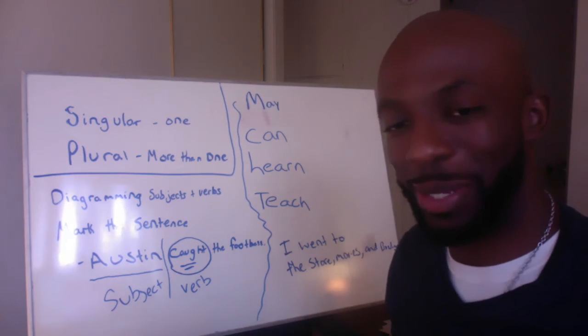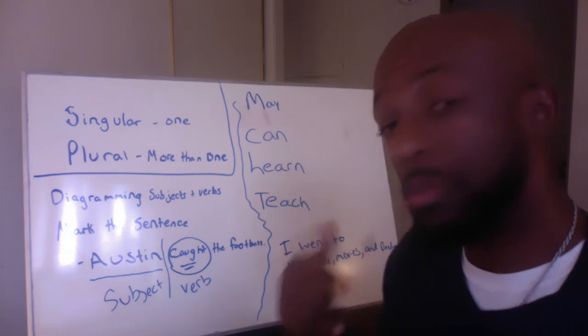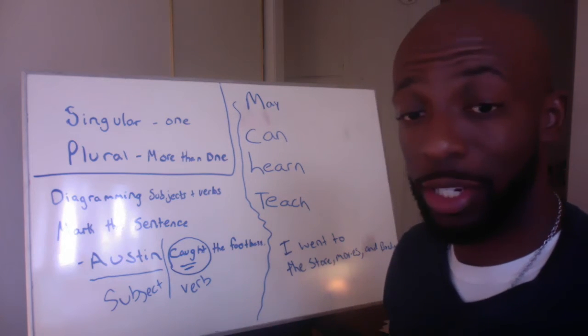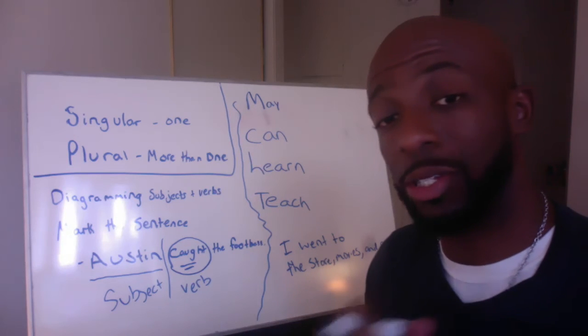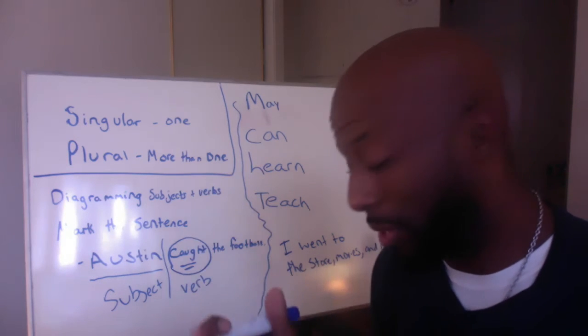And I'm writing sloppily, but you get the idea. I went to the store, movies, and bowling. You name three different things. You can't just say them all back to back. It doesn't look right. It's not how you write. So a comma separates. It gives space.